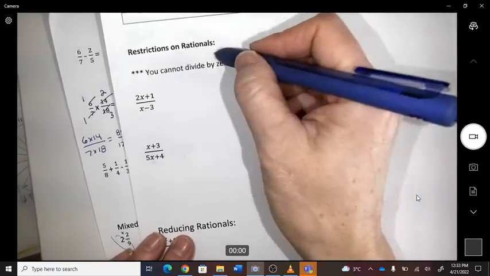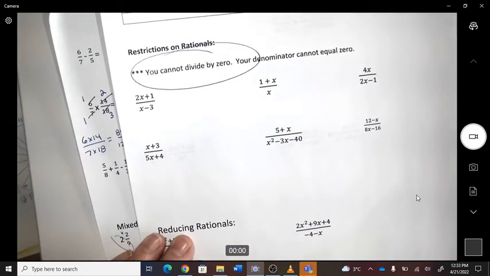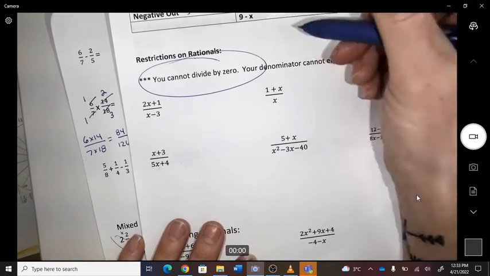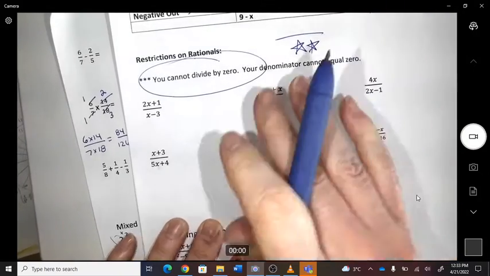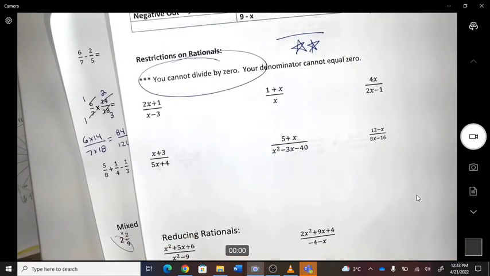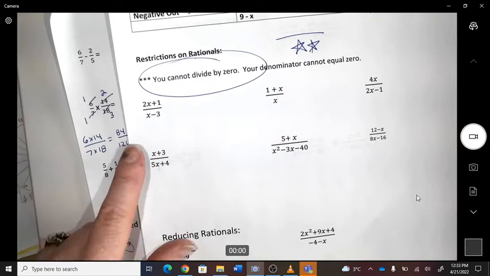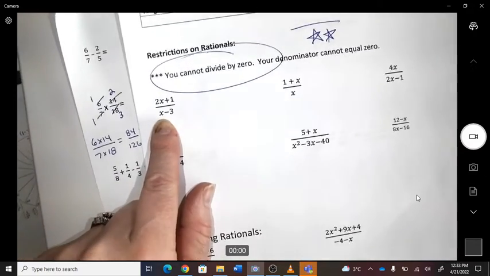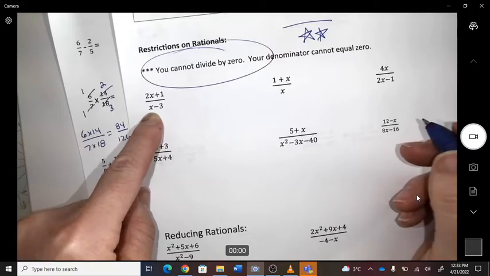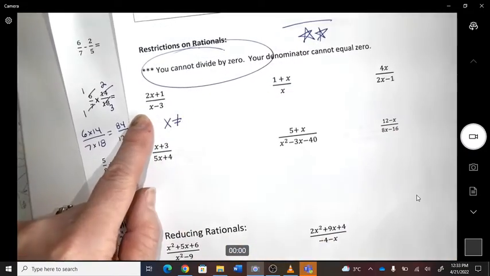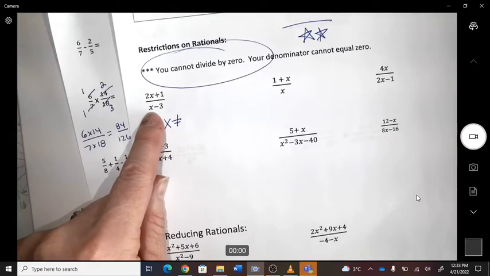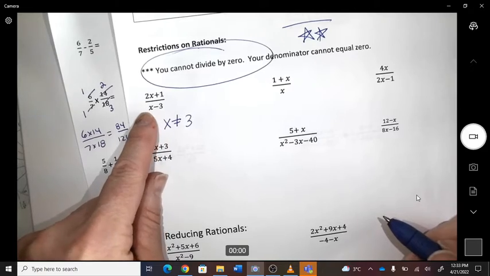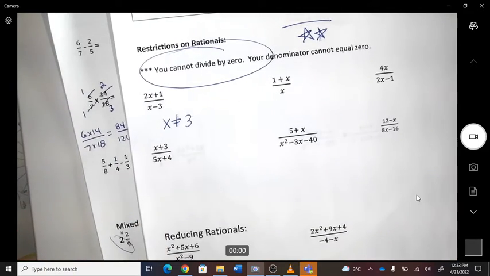In rationals, we know this big statement: you cannot divide by 0. So I'm always looking at the bottom. When I'm talking about restrictions, I have to just look at the bottom. So what is the value I don't want x to be? Because it would create the bottom to be 0. X is not allowed to equal 3. Because if it was, the bottom would say 3 subtract 3, which is 0.